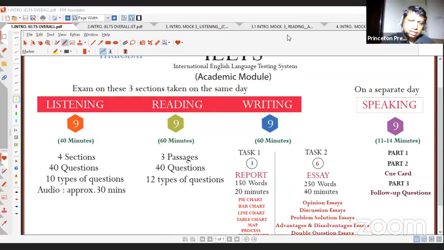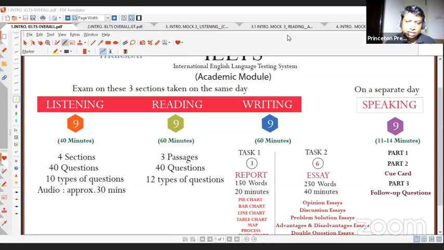The reading lasts for 1 hour, 60 minutes. There will be 3 passages. You have to cover 3 passages. I'm talking about the academic one, and rather long passages. There will be 40 questions altogether, around 12 or 13 or 14 questions in each passage, and then 12 or 13 types of questions. You have to prepare yourself so that you can answer these questions.